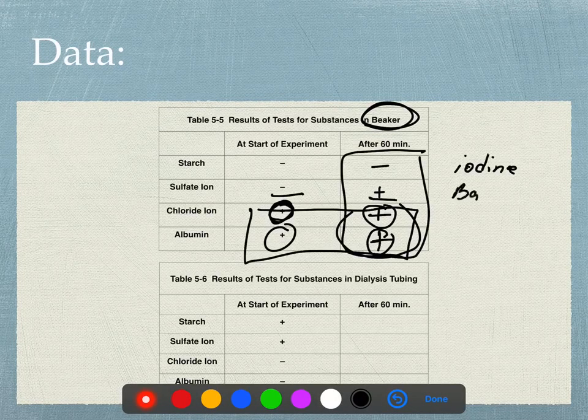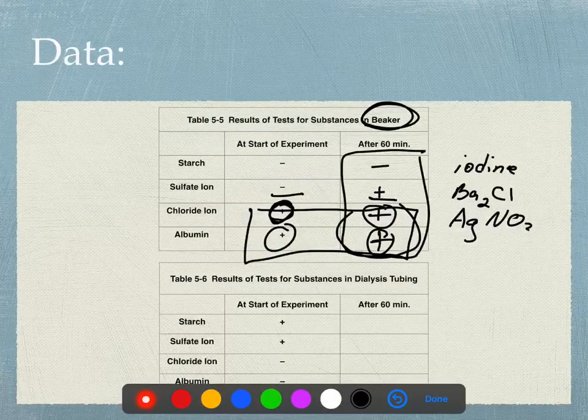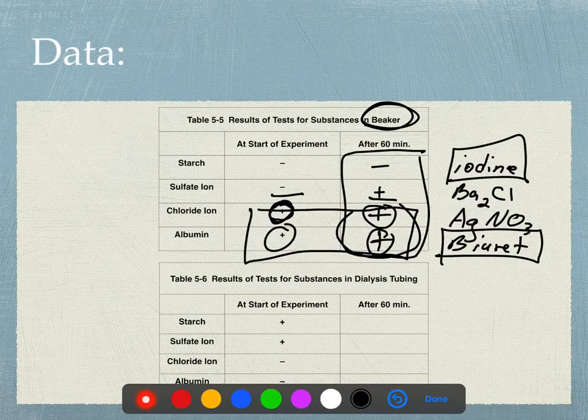How would we have tested for sulfate ion? We would have used barium chloride. Again, you can read about this in your manual. I'm trying to keep at minimum all my talking. Chloride ion, you would use silver nitrate to test for the chloride ion. And then do you remember how we tested for albumin, a protein? We would use biuret. So you should recognize biuret and iodine because you have experience with those. But these two, these are brand new.